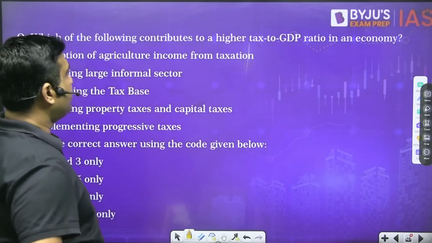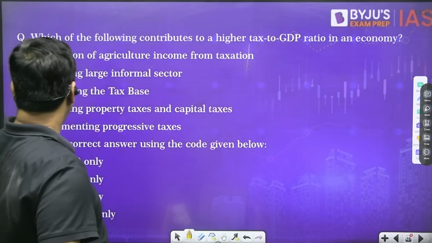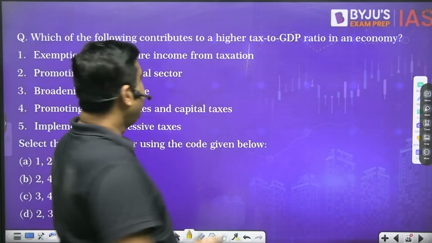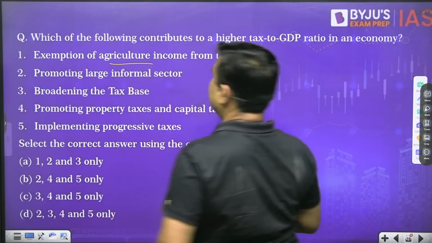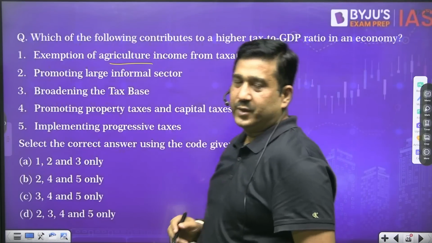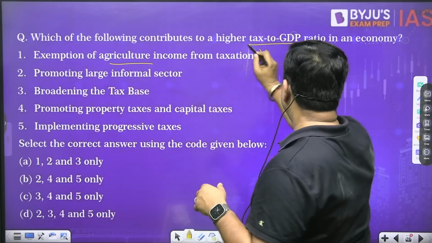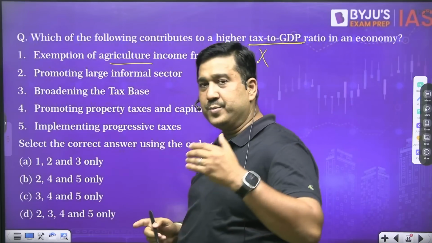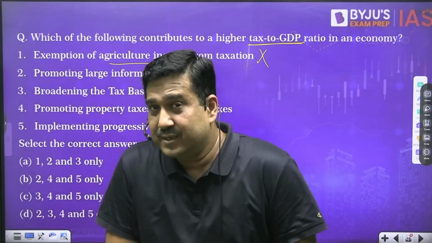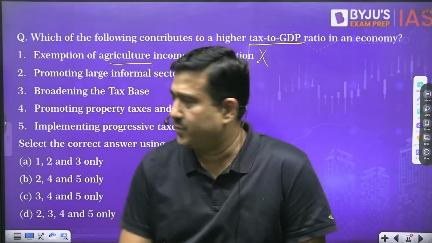Which of the following contributes to a higher tax to GDP ratio in an economy? First, exemption of agriculture income from taxation. If you exempt agriculture sector, tax to GDP will go down, so incorrect. You have to bring in more and more sectors because question is related to tax to GDP ratio. A sector which contributes more than say 20-24% in our GDP, if that sector is out of tax net, obviously it will bring down tax to GDP ratio.